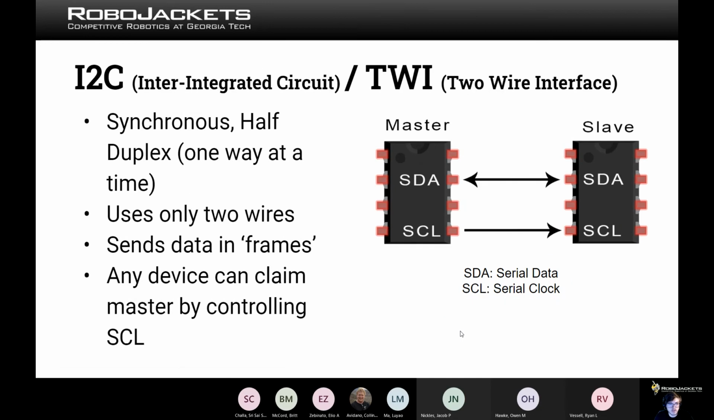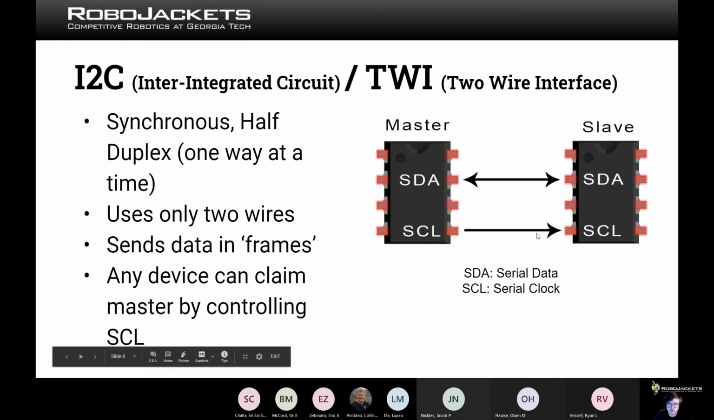So then the next protocol is I2C, or TWI. You probably will rarely see it called TWI, but I2C is technically a copyrighted term for this protocol, and TWI is just another company's version. But the gist is that it's synchronous, half duplex, one way at a time. So we were talking about synchronous, right?